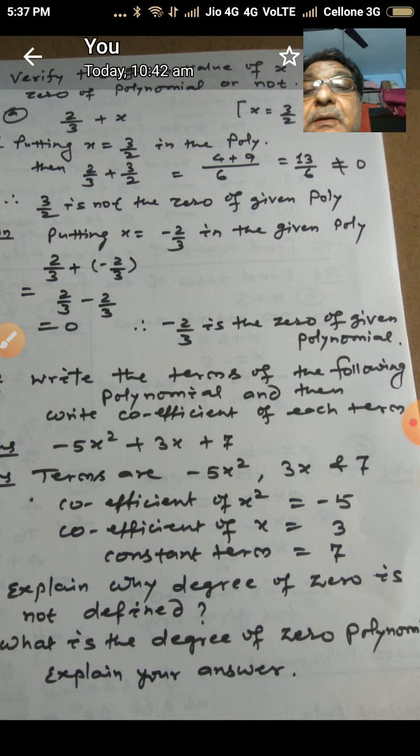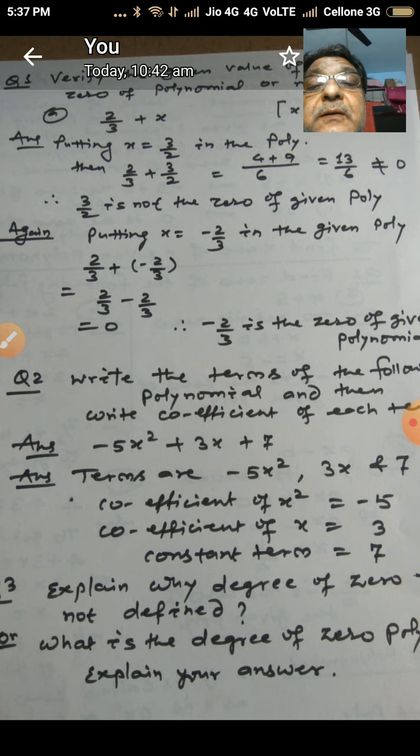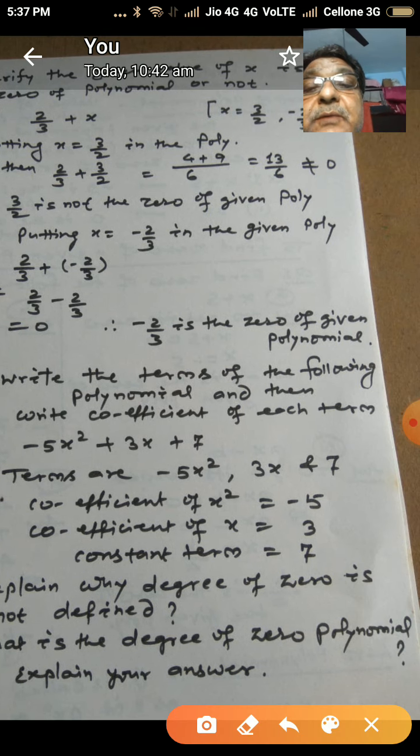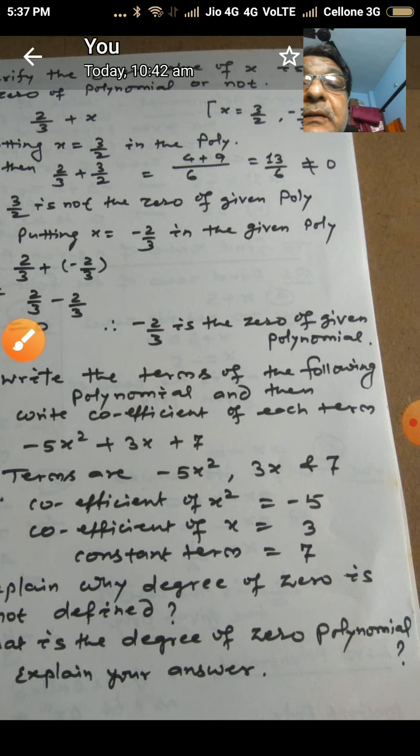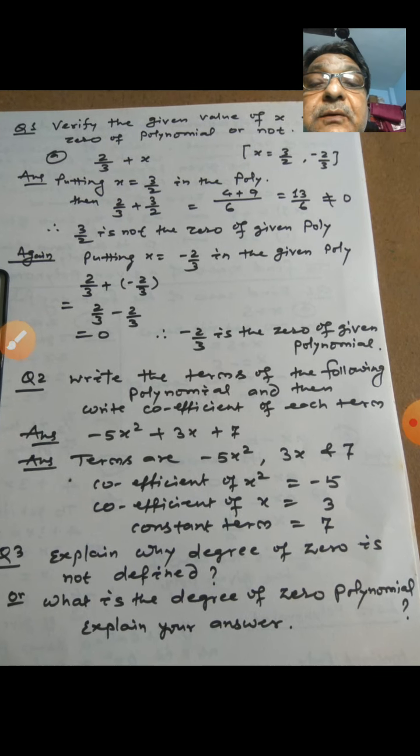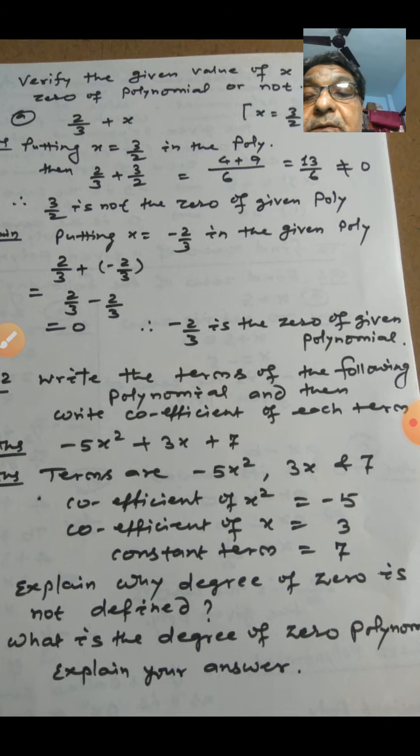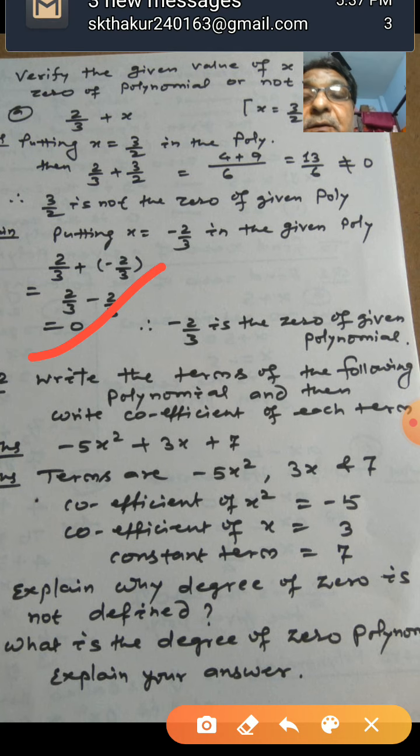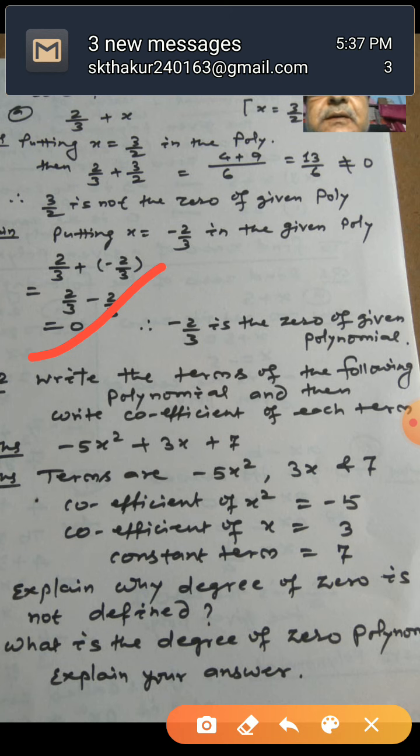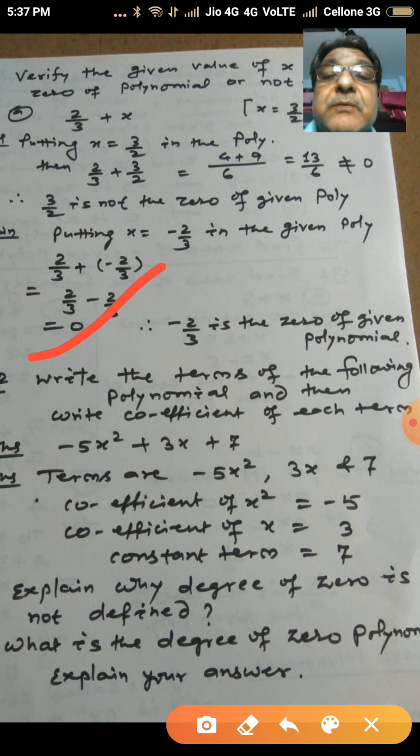As you are just seeing, in the first case, on putting the given value 3 by 2, we get 13 by 6, which is not equal to 0. So we state that 3 by 2 is not the 0 of the given polynomial. For the second value of x, which is minus 2 by 3, on putting x equal to minus 2 by 3 in the given polynomial, we get 0. So we state that minus 2 by 3 is the 0 of the given polynomial, and in this way we can verify it.